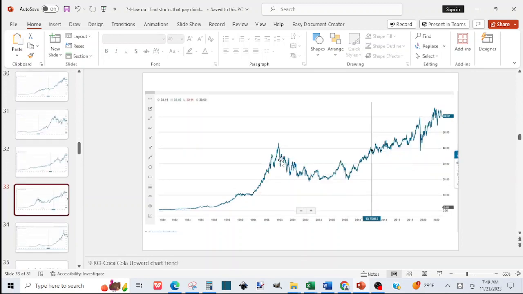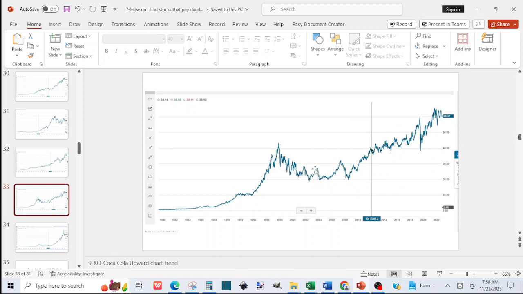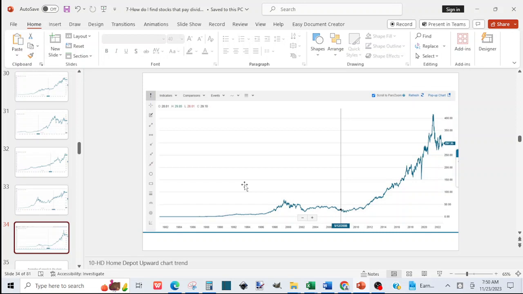So let's see. And this one is Coca-Cola. So I put upward trend for it, but you can see that those growth and dips are quite pronounced, but not too much compared to, for instance, General Mills. You can see that Coca-Cola has those growth and dips, but again, from the beginning to the end, that is an upward trend in my opinion. And this one is Home Depot. Again, the zigzag teeth are kind of small.